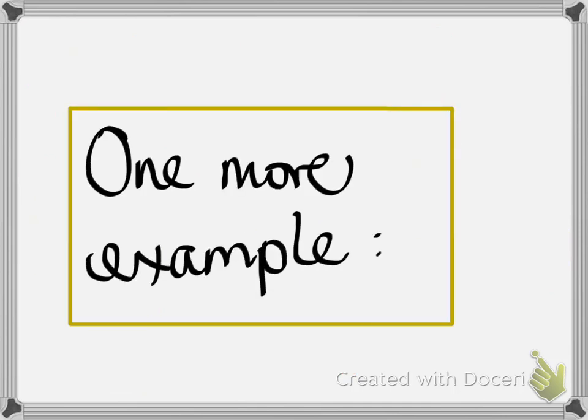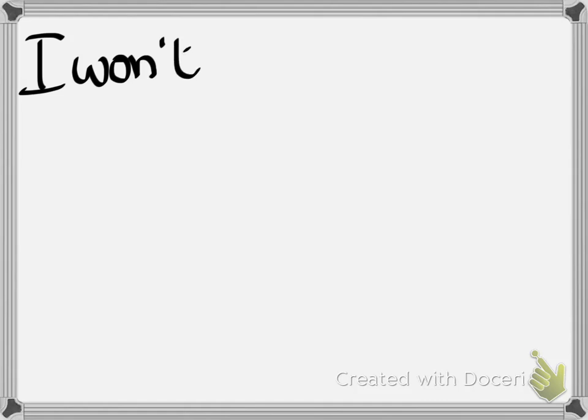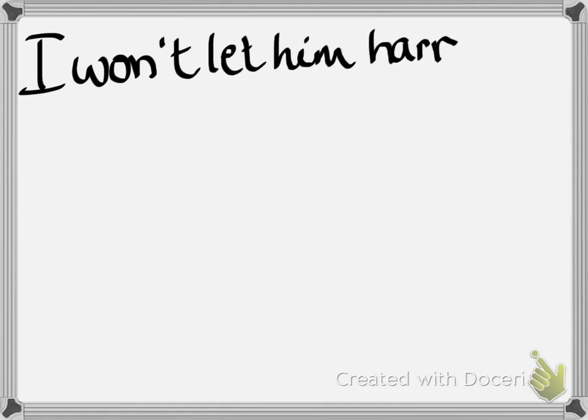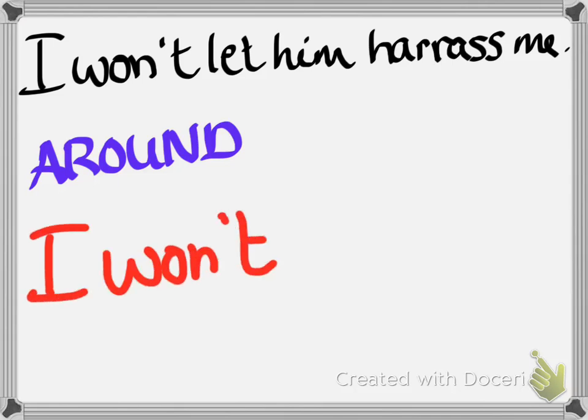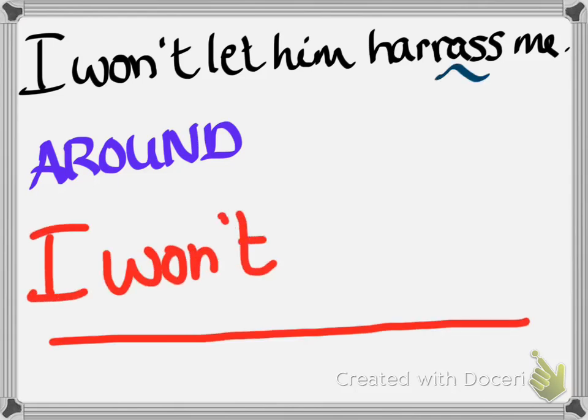Let's take a look at one more example. In this case, I want to think of a phrasal verb that means the same as harass. I won't let him harass me. This phrasal verb needs to use the particle around. Now this is going to be slightly more complicated because around isn't used as frequently as some other particles. But that's also a good thing because it limits the number of possibilities that we may have.